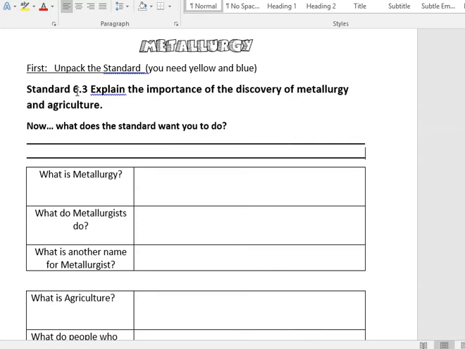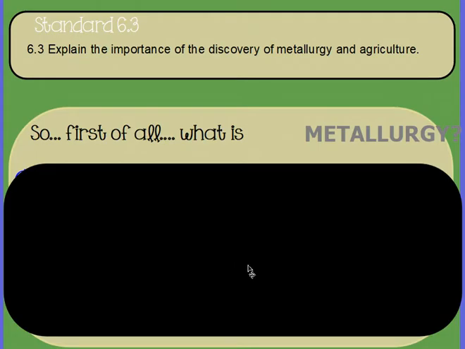The standard says explain the importance of the discovery of metallurgy in agriculture. And on these lines it says now what does the standard want you to do? I want you to rewrite what the standard is telling you to do in your own words. Okay?